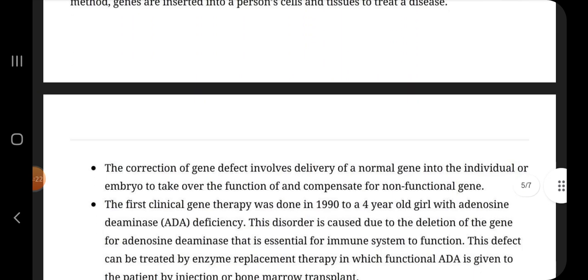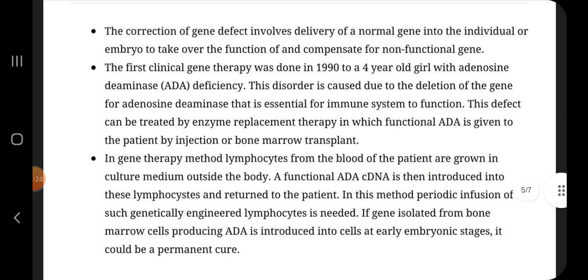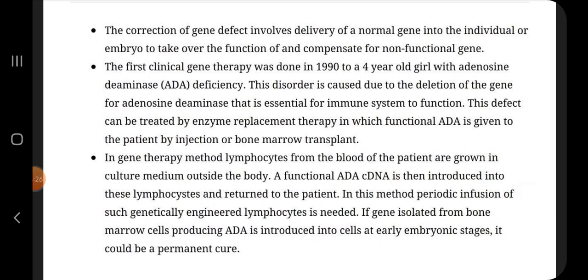Then gene therapy: the correction of a gene defect involves delivery of a normal human gene into an individual or embryo to take over the function of, or compensate for, a non-functional gene. The first clinical gene therapy was done in 1990 to a 4-year-old girl with ADA deficiency. This disorder is caused due to the deletion of the gene for adenosine deaminase that is essential for the immune system.